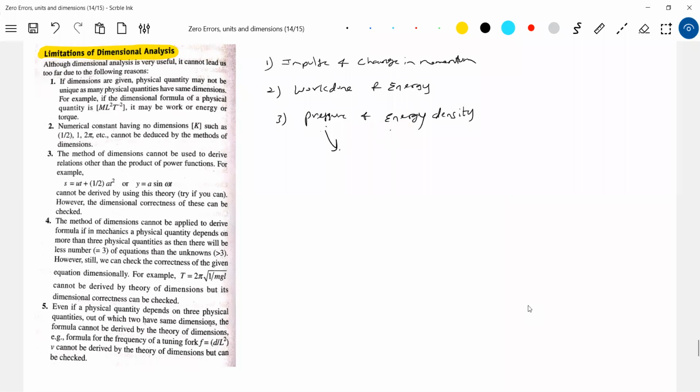A numerical constant has no dimensions, such as 1 by 2, 1, 2 pi, and cannot be deduced by the method of dimensions. I think I told you, the simple pendulum 2 pi, we cannot derive by dimension analysis. It has to be determined by experiment. In every relationship I showed, some beta I took, and it has to be determined by experiment. There's no other way. The method of dimensions cannot be used to derive relations other than the product of power functions. I think this is something very important. y equal to a sin omega t cannot be derived. You cannot derive this one.